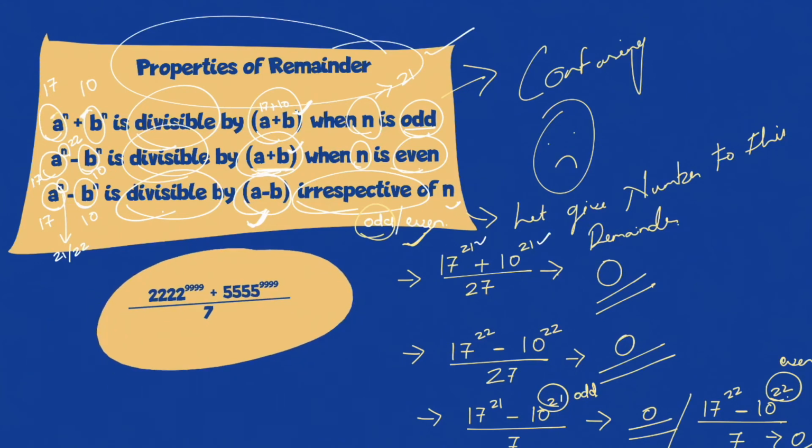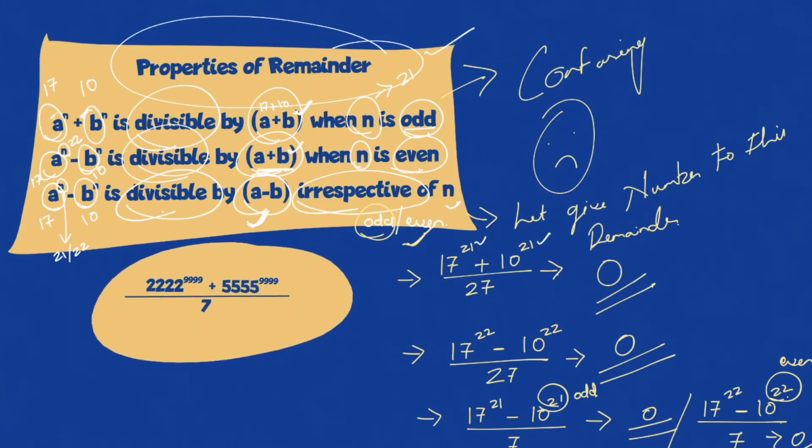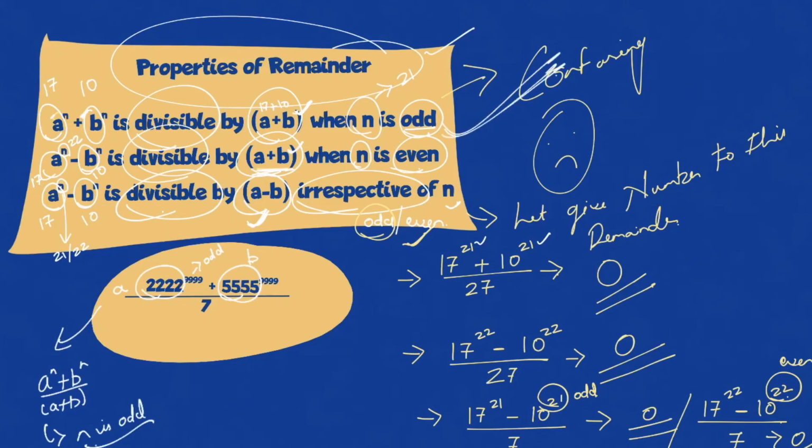Now let's see a problem on this to understand how to apply this property. So I'm being given a problem as 2222 raised to 9999 plus 5555 raised to 9999. Let a be equal to 2222 and b be equal to 5555. So this is of the form a raised to n plus b raised to n divided by a plus b, because n is odd. So this is my first property. Okay, n is odd, 9999. This is always divisible by what then? This is always divisible by a plus b.